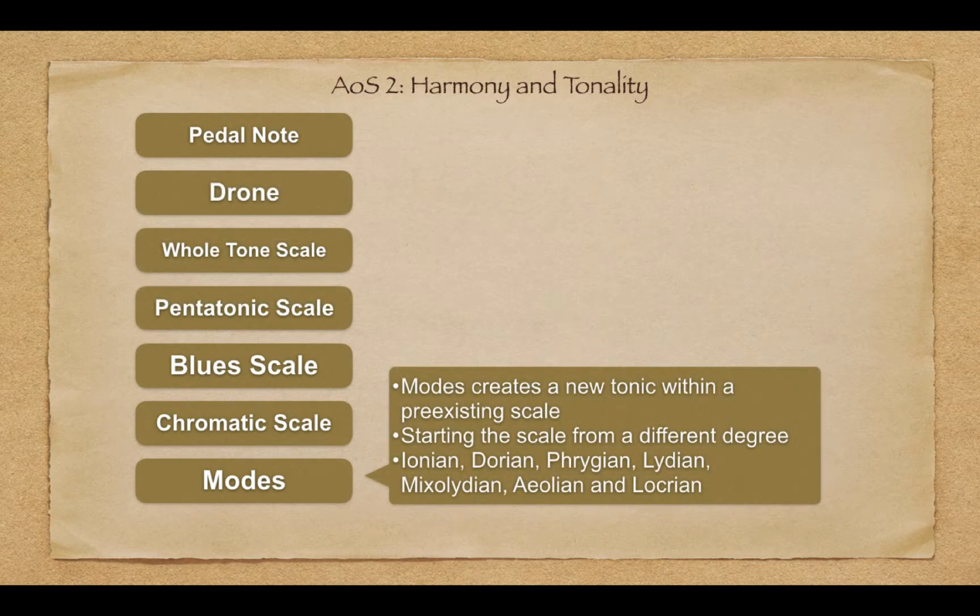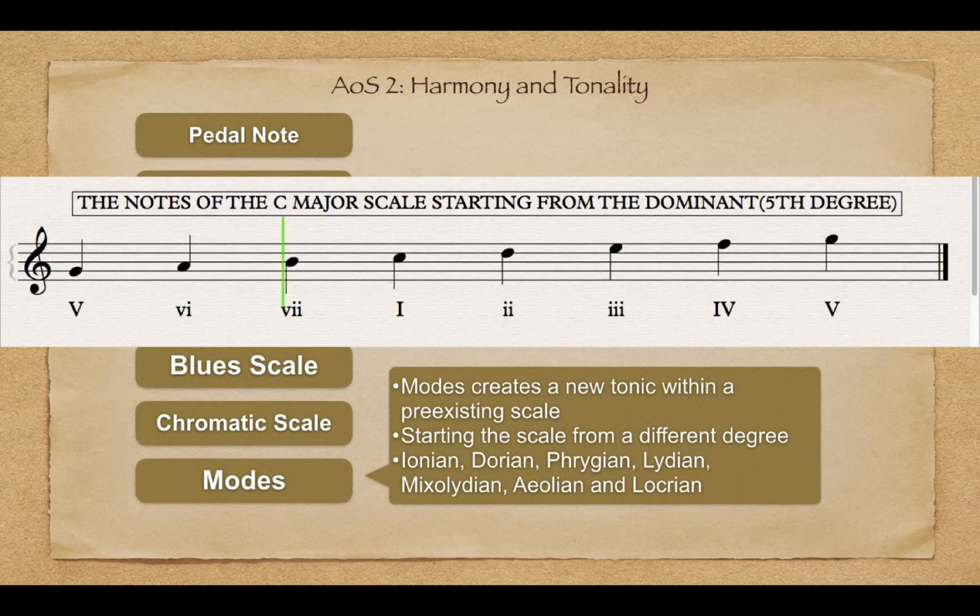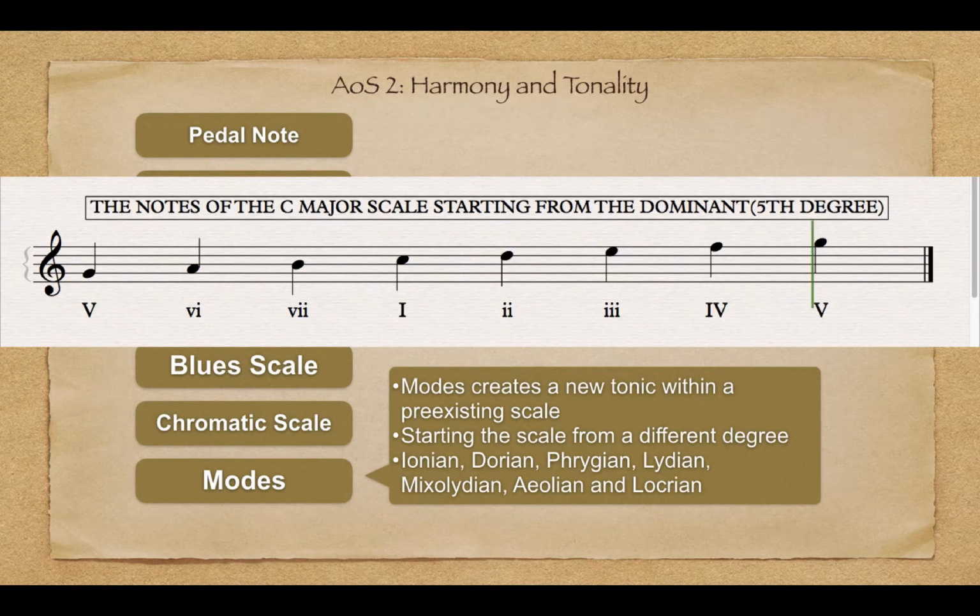Modes. A mode is a type of scale created by establishing a new tonic within a pre-existing scale. This is to say that we could play all the notes of a C major scale just starting from a different point in the scale. Here we have a mode starting on the 5th of the major scale and is known as the Mixolydian mode.